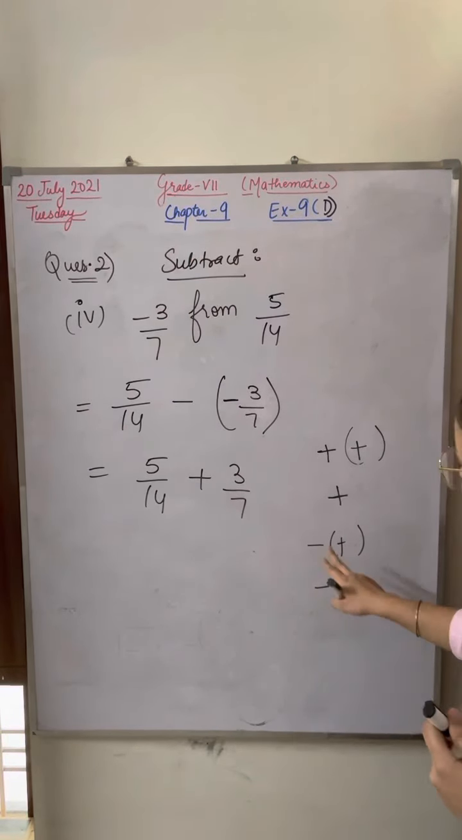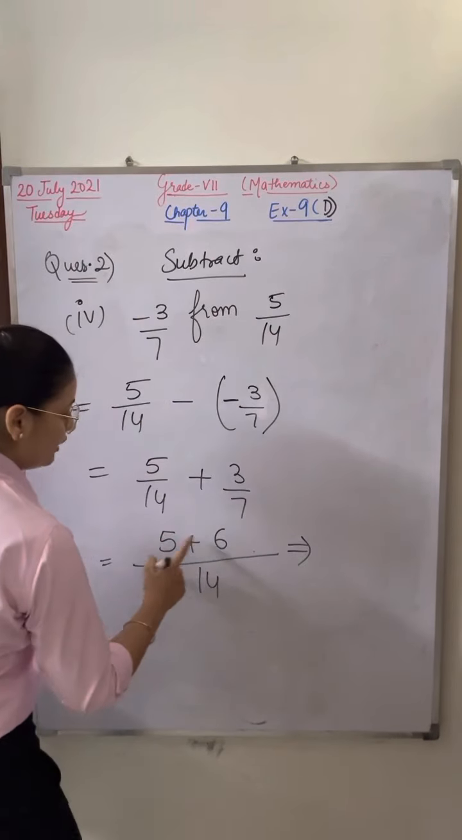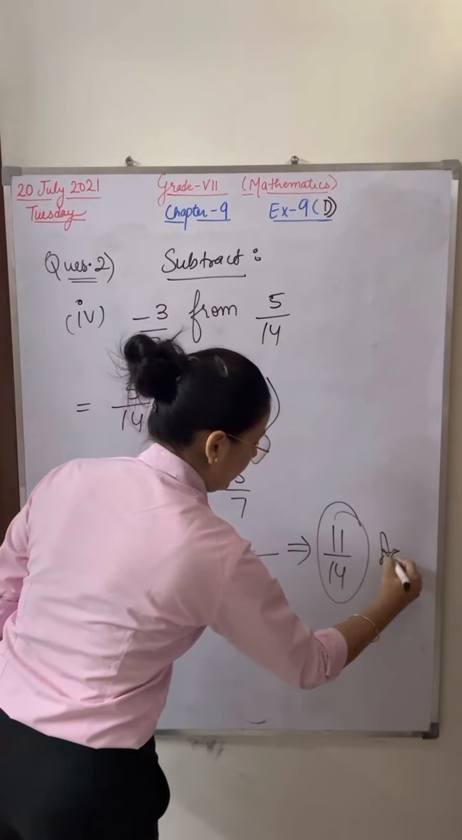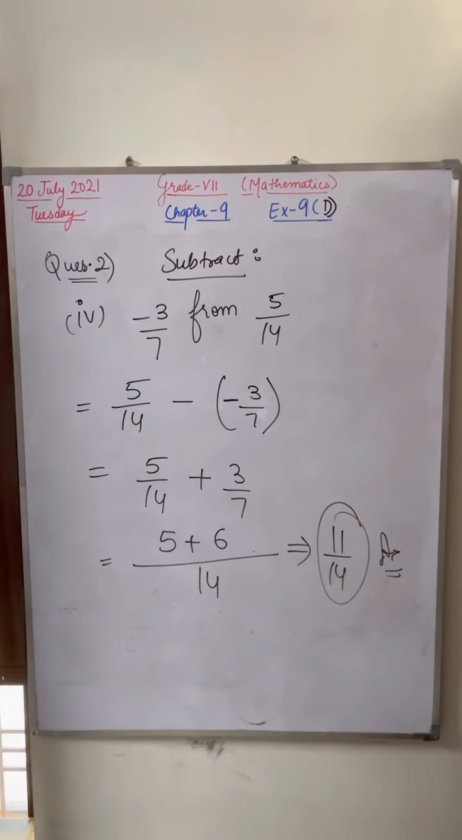14 ones are 14 and 1 five is 5. 7 twos are 14, 2 threes are 6. The answer will be 5 plus 6, that is 11 upon 14. This will be your answer. Right? Any doubt?